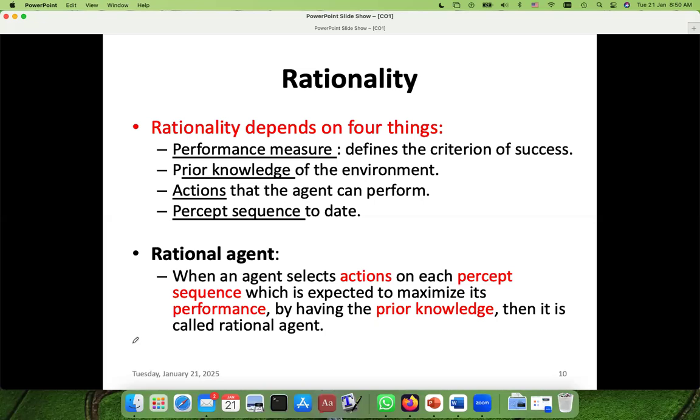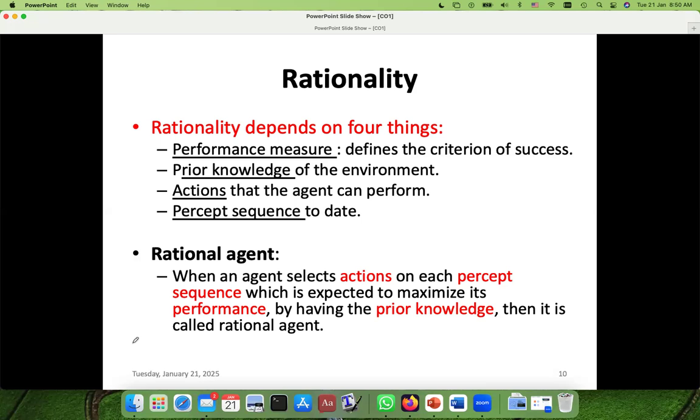So now rationality. I told you normally rationality means something you will do logically and rightly. What is rationality? Doing the right thing. Okay. If I give you the short definition of rationality, it is doing the right thing. So we want our agents to be rational. We want our agents to always do the right thing.